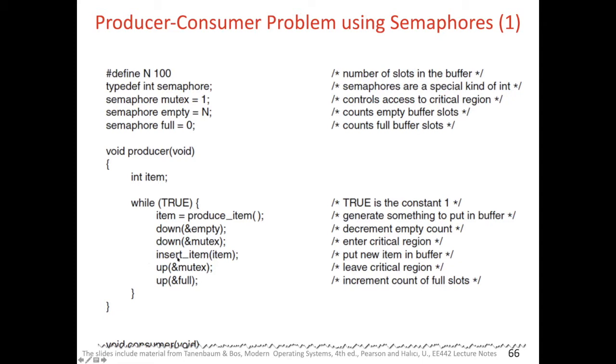Just before the critical section, we have down and up operations on mutex, and also we are using other semaphores. Down empty prevents the producer from inserting a new item into the buffer if there is no more empty location. Here, the up full operation is for waking up the consumer if the consumer is sleeping.